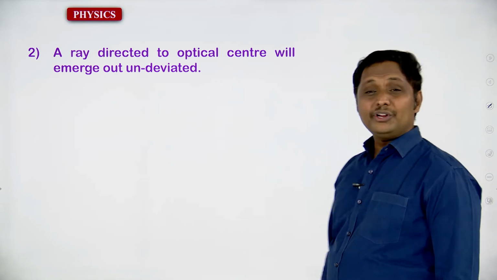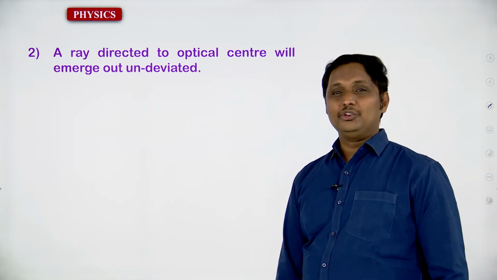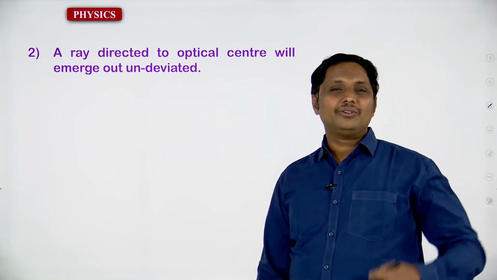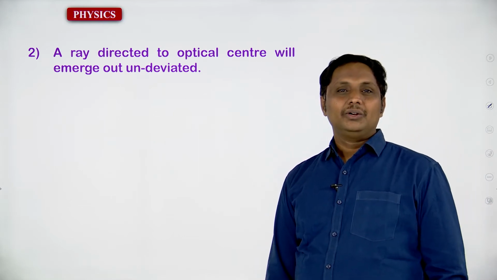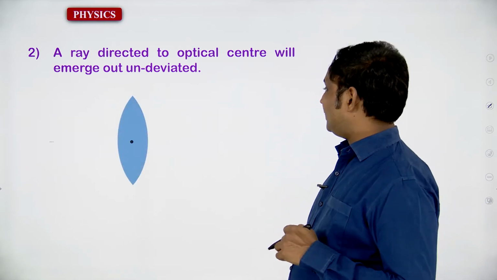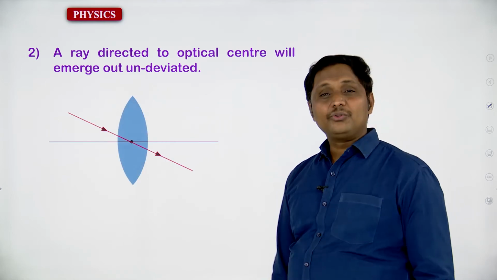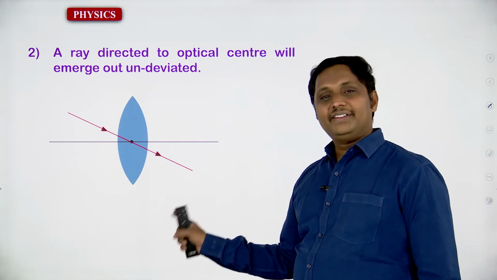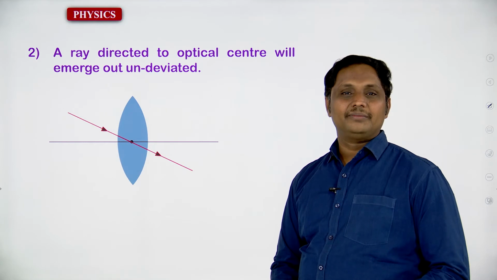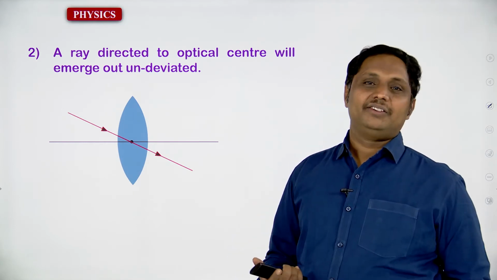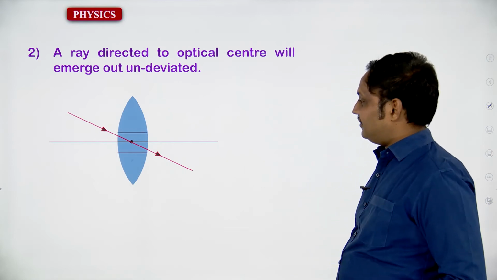The third one is going to be undeviated. It is going to emerge out directed to pass through the center. Yes, it is undeviated, unaffected. It doesn't get any refraction. It emerges without any deviation, which passes through the center. It's very clear.